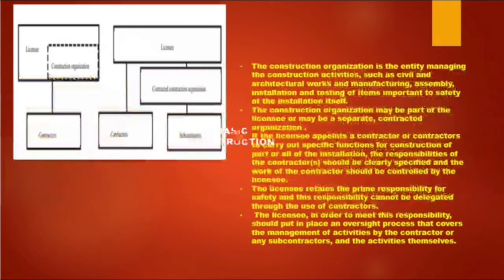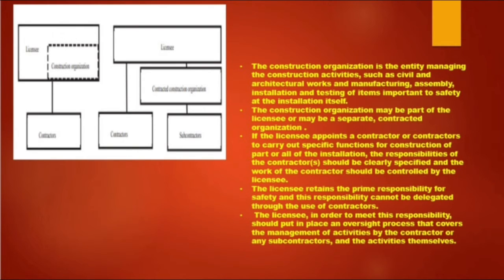As you can see here, this is the diagram for licensee construction organization. The construction organization is the entity managing the construction activities such as civil and architectural works and manufacturing, assembly, installation, and testing of items important to safety at the installation itself. The construction organization may be part of the licensee or may be a separate contracted organization.